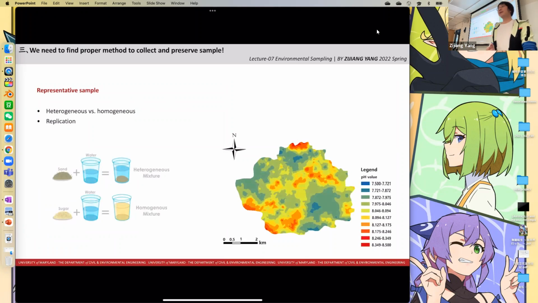Now we have a plan, and then we bring all the stuff and go to the field. The first thing we are going to do is sampling. And in terms of sampling, the most important thing is to find representative samples.